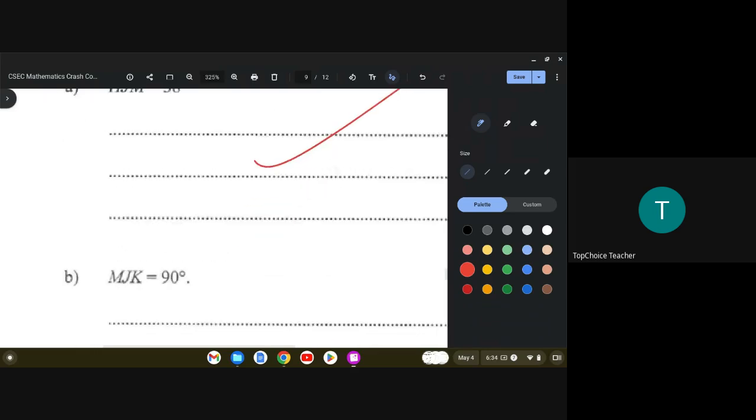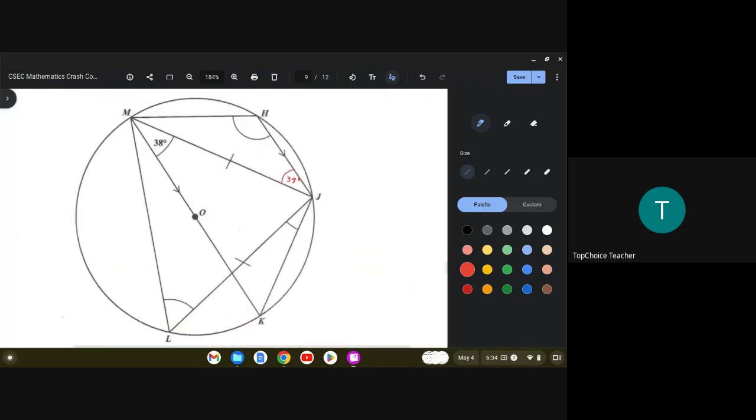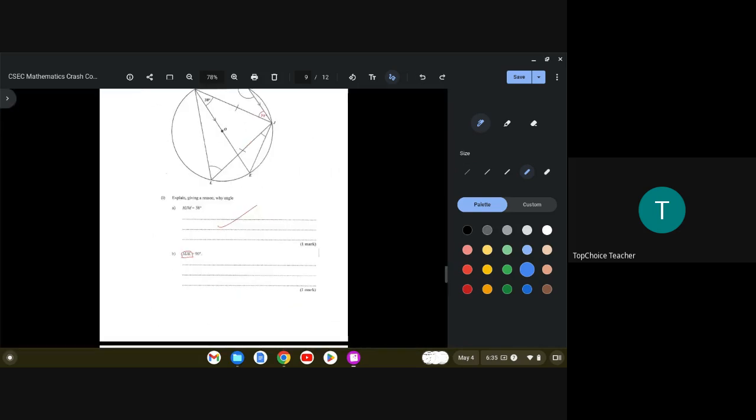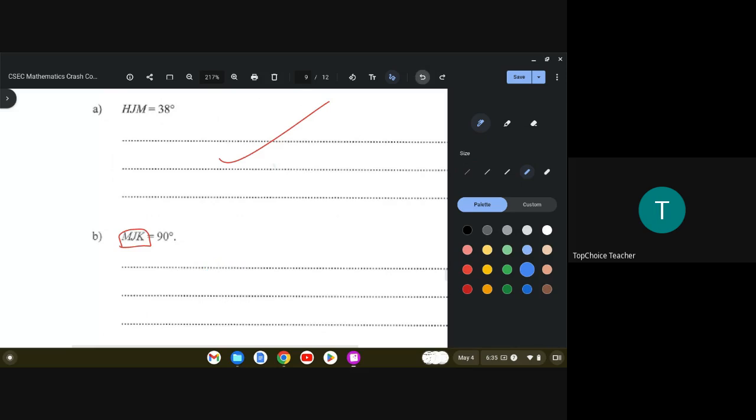Right, so let's look at MJK. Where is MJK? Let's use a pointer. This is M, to J, to K. But this is the angle we just figured out. Remember this one? That's the right angle. We just explained that. That's called the angle in a semicircle, the one we just looked at, and that is 90 degrees. So you all understand why this one is 90 degrees as well? That one is easy, right?